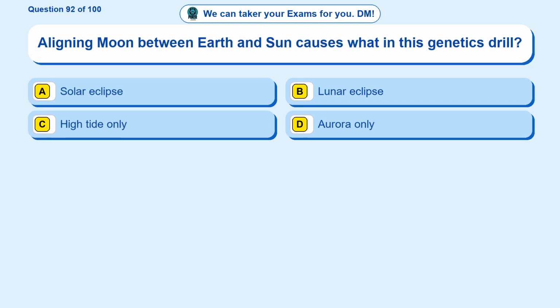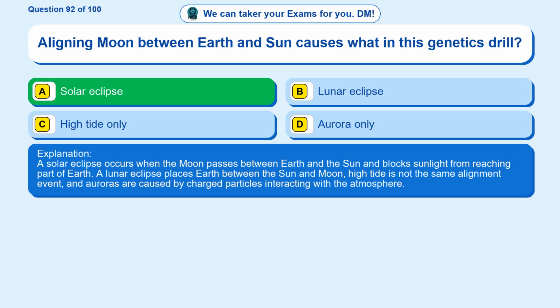Question 92. Aligning moon between Earth and sun causes what in this genetics drill? Option A, solar eclipse. Option B, lunar eclipse. Option C, high tide only. Option D, aurora only. The correct answer is option A. Solar eclipse. A solar eclipse occurs when the moon passes between Earth and the sun and blocks sunlight from reaching part of Earth. A lunar eclipse places Earth between the sun and moon. High tide is not the same alignment event, and auroras are caused by charged particles interacting with the atmosphere.